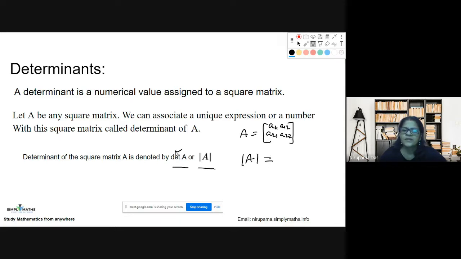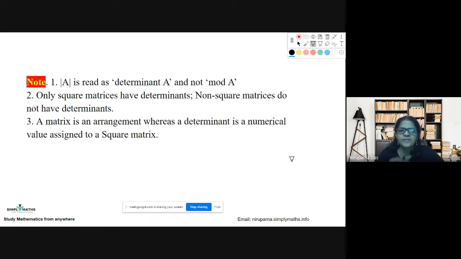Either you write det, which stands for determinant, or we may write like this, but be very careful here. The elements of the determinant should be enclosed within vertical bars, unlike a matrix. Here you can see we are using this bracket. We may use this parenthesis also for a matrix, but for determinant we have only one choice, enclosing the elements within vertical bars.